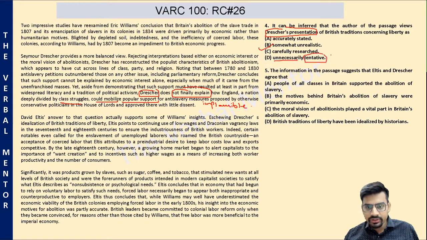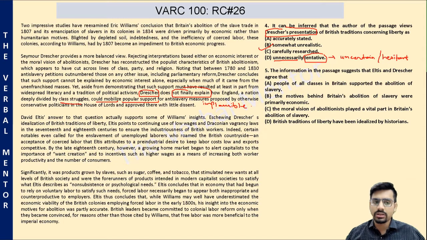Unnecessarily tentative. Tentative means not certain, uncertain. Please note, Drescher's conclusion is not uncertain. He has concluded, but he has not finally explained. So it is the author. His analysis was not tentative. His analysis was not hesitant. He has concluded from his side, but the author finds this conclusion unrealistic, implausible, unreasonable, because the English society was divided across party lines, across class lines.